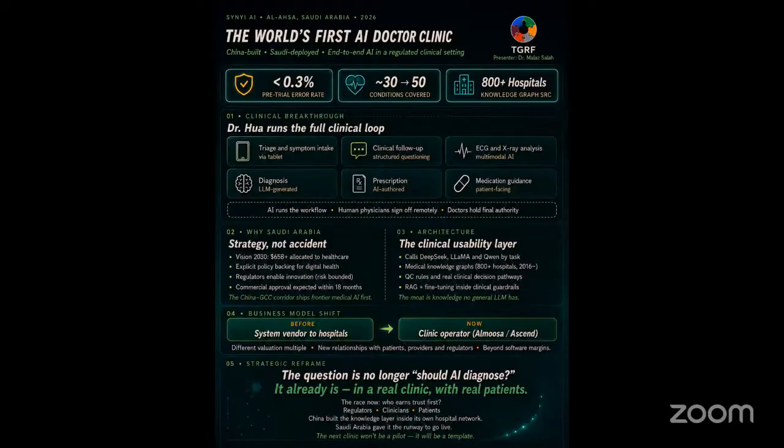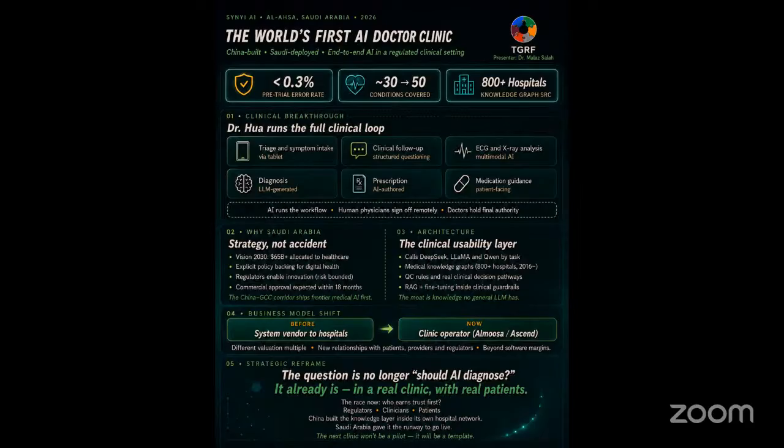The winning AI doctor clinic will not be the one that diagnoses first, it will be the one that earns trust first. And to earn that trust, AI must be surrounded by human oversight, clear regulation, transparent consent, continuous safety monitoring, and strong clinical accountability.